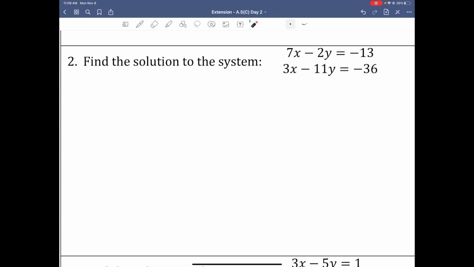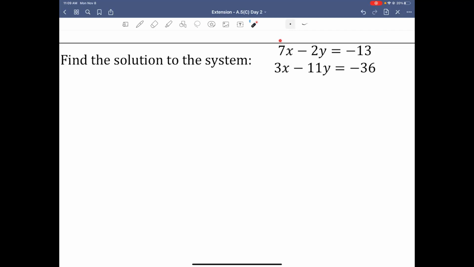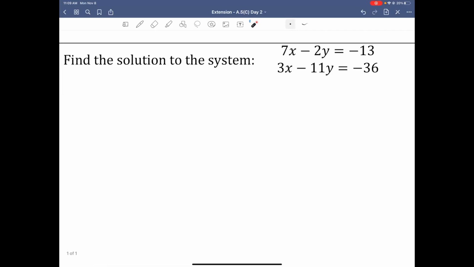Again, in example 2, what we notice is that there is not an obvious variable for us to try to eliminate. If I try to eliminate x, what I notice is that there's no number that I can multiply 3 by in order for it to equal 7. Similarly, if I try to eliminate the y's, there's nothing that I can multiply 2 by that's not a fraction in order for me to equal 11. And so, therefore, what I'm going to have to do is multiply both of my equations by a constant.